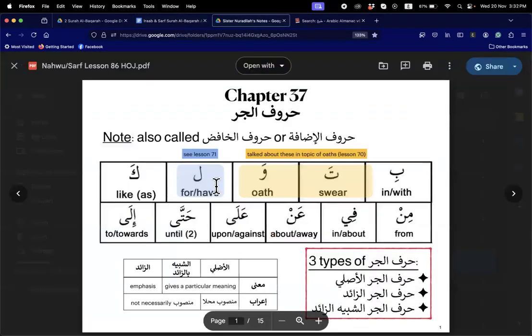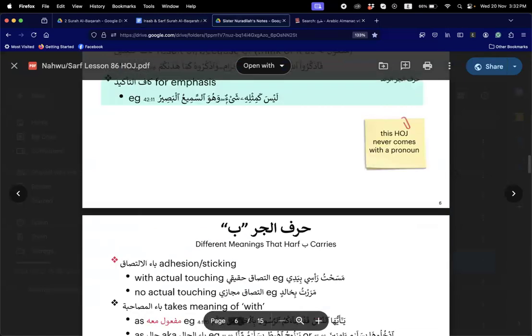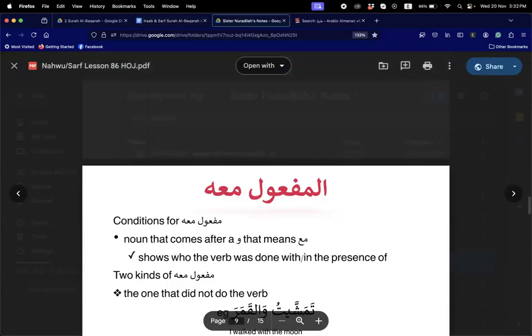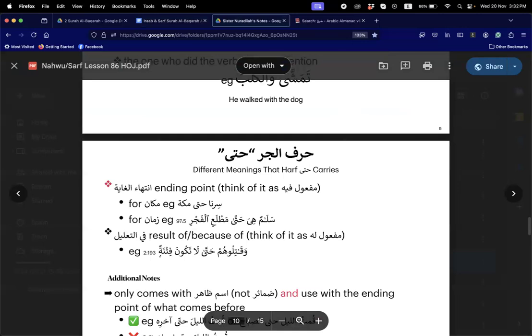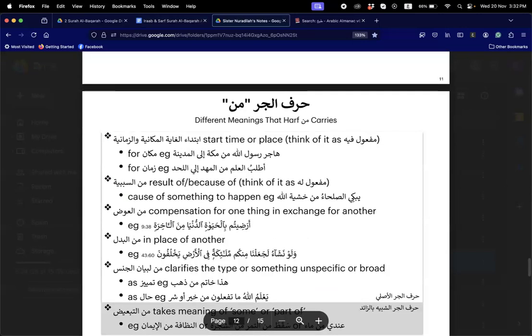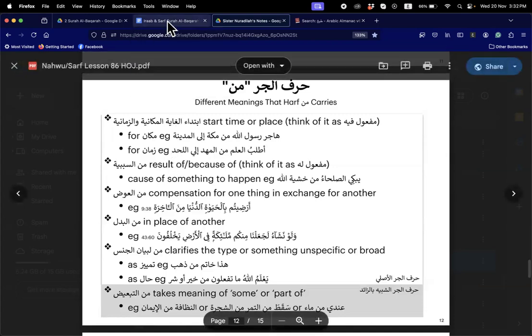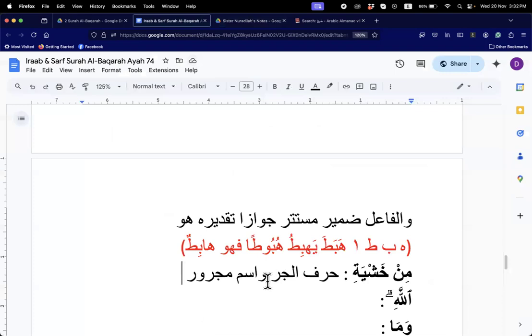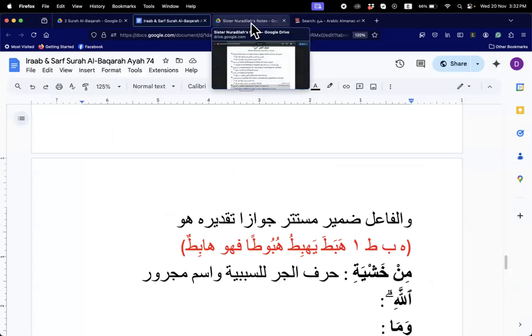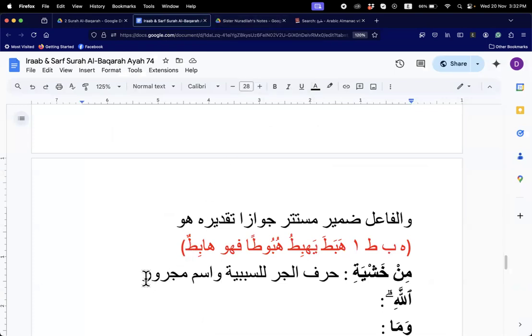Yes, actually, we have many kinds. Harf jar can carry many meanings. You can translate as from the fear of Allah, but what does that from mean? Because of. Yes. So this min is sababiyyah. So harf jar is for sabab. Can you pin it again? Inshallah, I will pin it later after this.